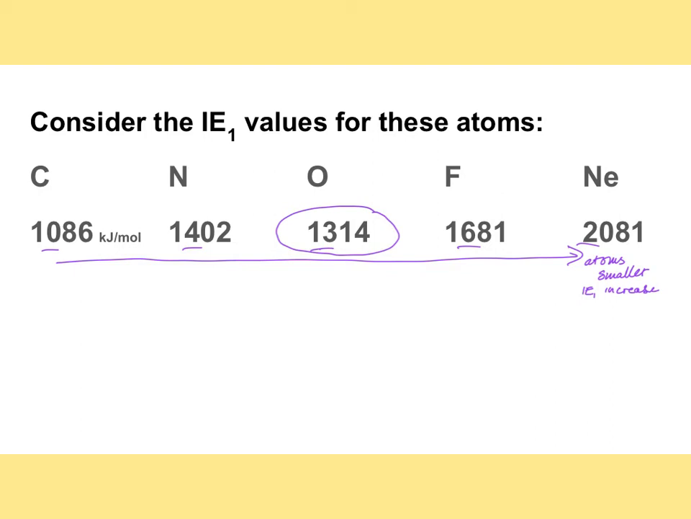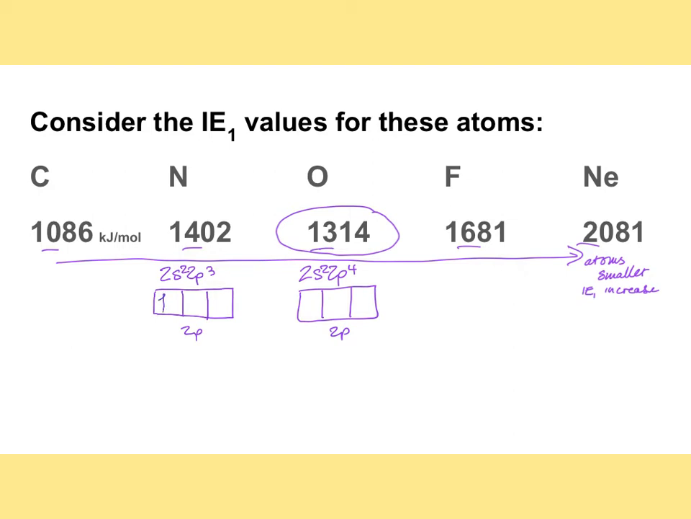Pause the video and think about that for a minute. What might be causing oxygen's ionization energy to dip just a little bit rather than going up? The explanation for this actually stems from electron pairing.